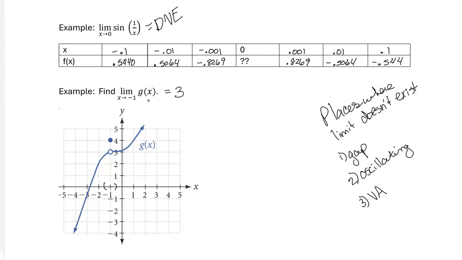Now you've got to be careful and not mix it up with finding g of 1. Because g of 1 says find the value of the function at 1. And the value of the function at 1 is actually at the solid dot, which is 4. And notice that these are not the same.